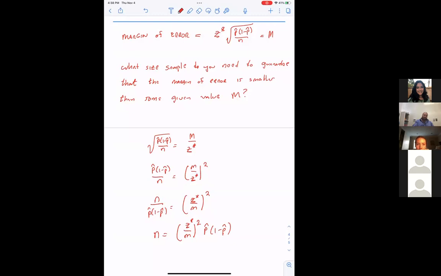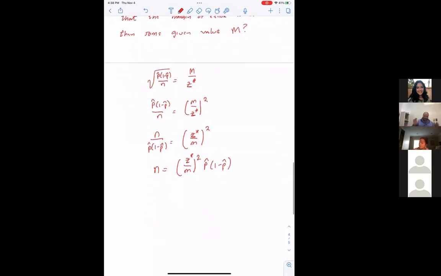How can we use p-hat to find the sample size before actually taking the sample? The p-hats haven't been found yet since we haven't taken our sample. P-hat is only something that we get once the sample has been taken. And the answer is you can't. We have to replace p-hat with something else.